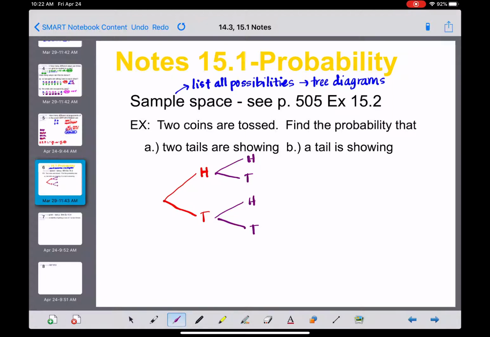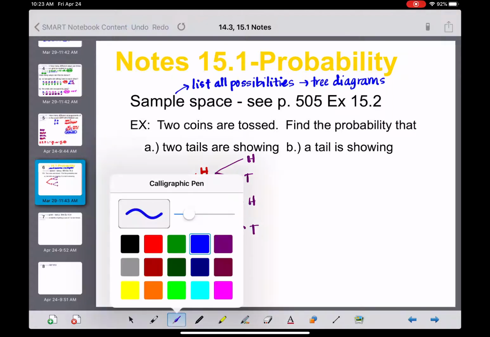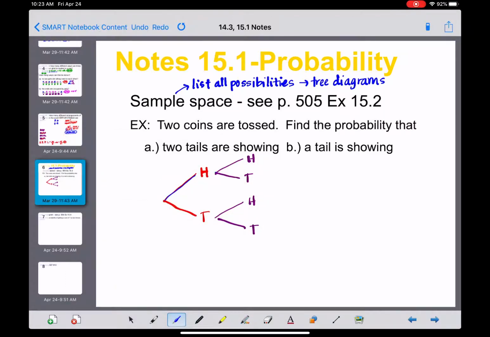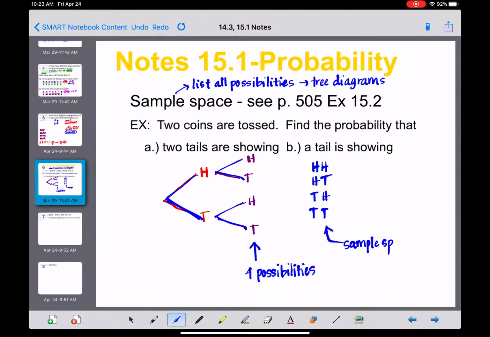So this allows us to pick up our sample space by looking at the end. So we could get heads and then heads. We could get heads and then tails. We could get tails and then heads. We could get tails and then tails. So those are our 4 possibilities. And we see here, we have 4 possibilities by the end of our tree. But our sample space is when we have them listed out. So again, this is a very simple sample space, but it can help us figure out the probability.